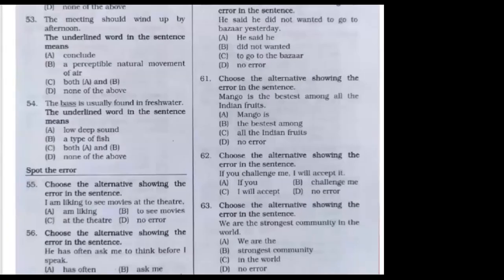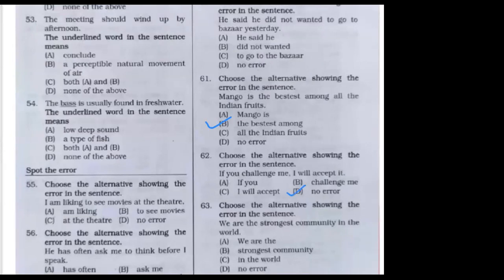61st. Choose the alternative showing the error. Mango is the best test among all Indian fruits. Though you have this habit of saying he is my best test friend, there is nothing called best test. Best itself is the superlative degree. Choose the alternative showing the error in the sentence. If you challenge me, I will accept it. Now you tell me, if you challenge me, I will accept it. Sounds so good. Perfect. Grammatically, technically, all the way it is fine. So this is no error.